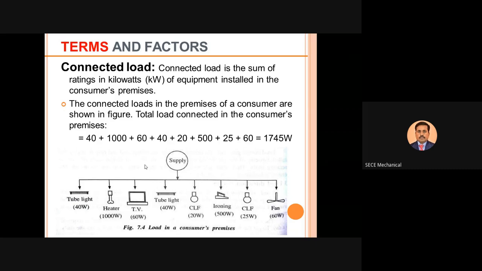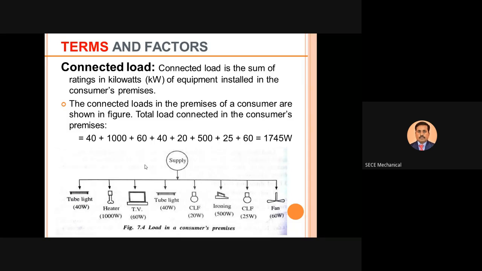Okay, and you have to add all the 60 houses to your power requirement. If you add, you will get one answer, that will be the connected load for the particular premise. Likewise, for each area or each consumer premises, you can calculate the connected load. Based upon the connected load, you can calculate the load requirement in a particular area.